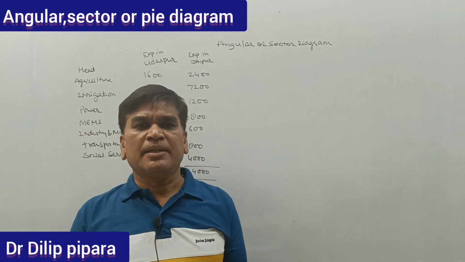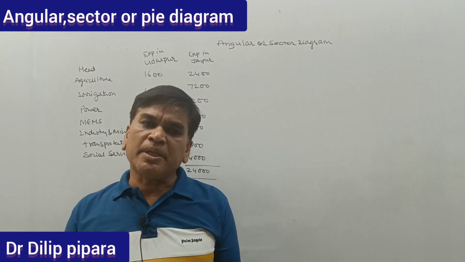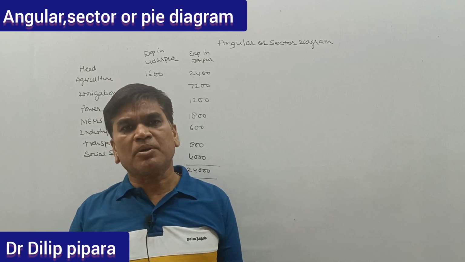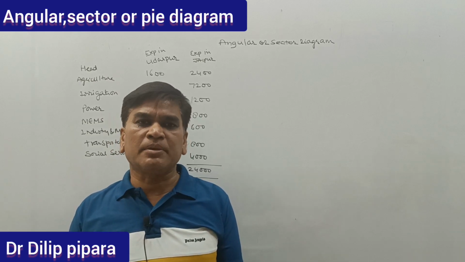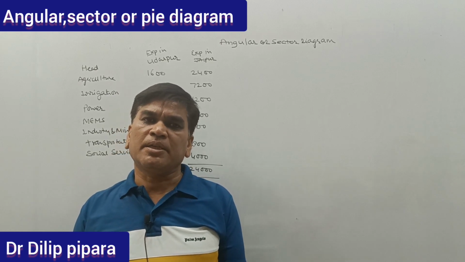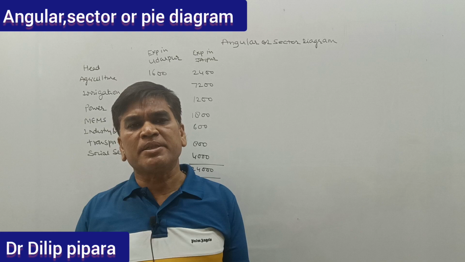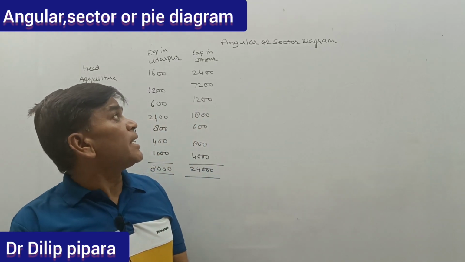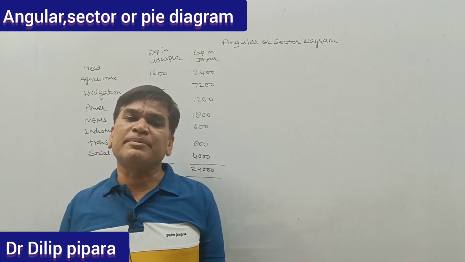Welcome once again. In the last video related to the diagrammatic presentation of data, we discussed how to draw a two-dimensional diagram. In today's video also we are going to discuss a very important two-dimensional diagram. The name of that diagram is the angular or pie diagram.